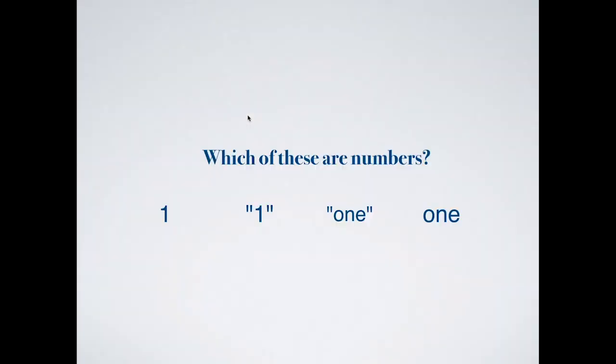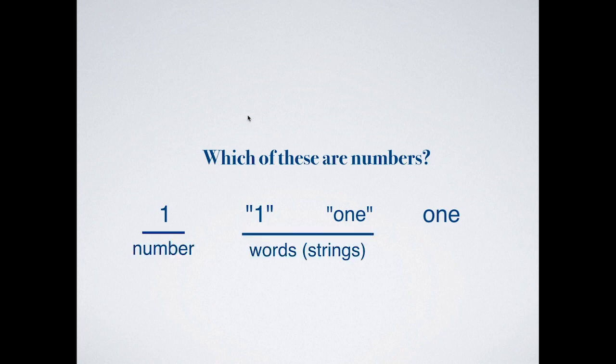Okay, so which of these are numbers? We'll walk through this together. Is this a number? Yes. Is this a number? No. Why not? Because it has quotes around it. What about this one? No. What about this one? It's an object. Exactly. So this is a number. These are words. We also refer to words as strings. This, exactly, is an object. Not an object because it has quotes. Not a number because it has quotes. So quotes are how we define something as a string or a word.